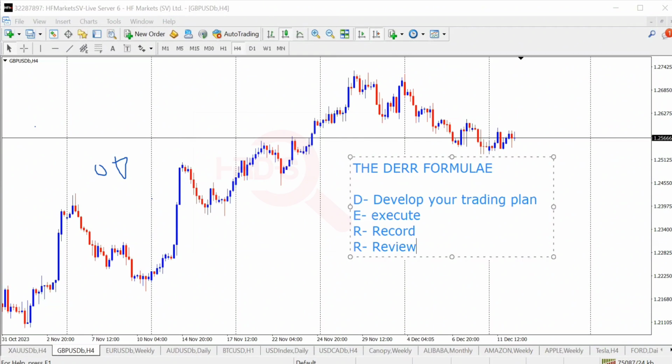You don't have to trade like every person. You have to trade like yourself, what is convenient for you. And what is this formula? Develop your trading plan. Secondly, execute that your trading plan. Thirdly, record your results. Fourthly, review your results.